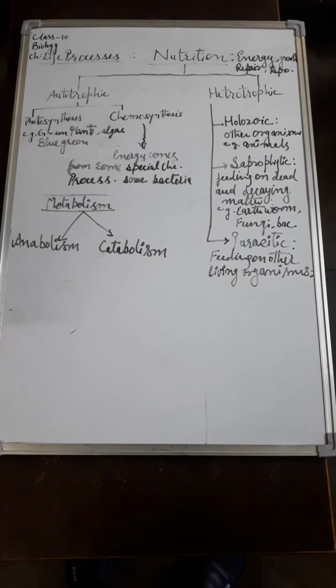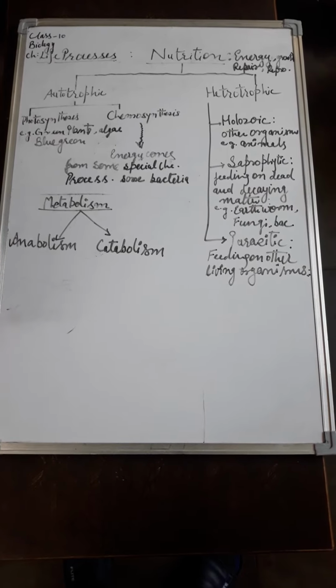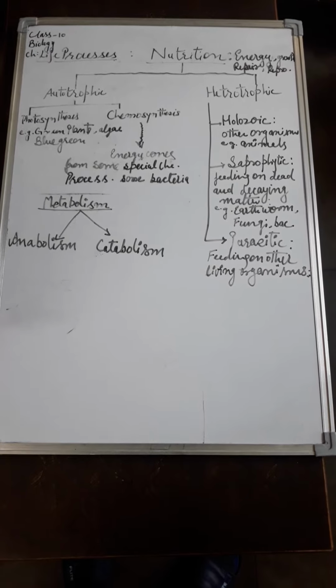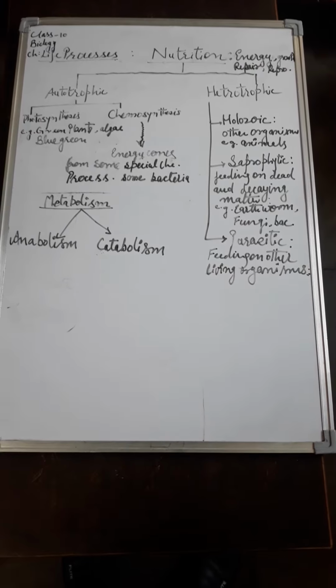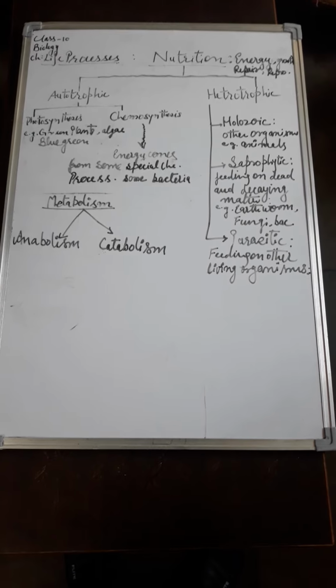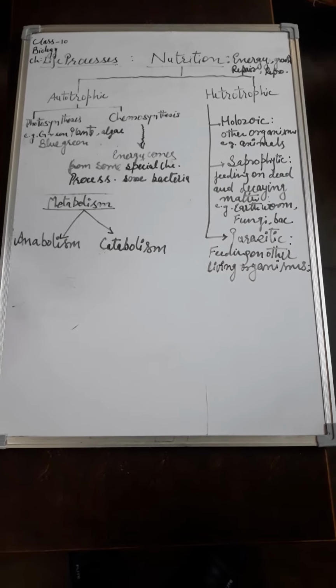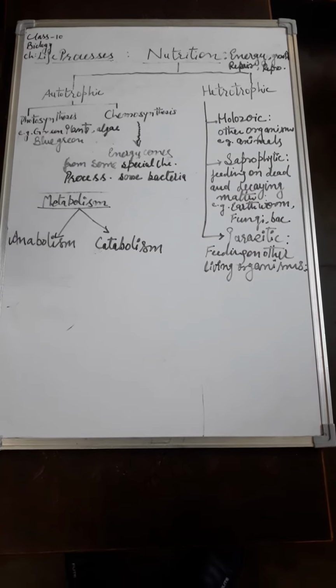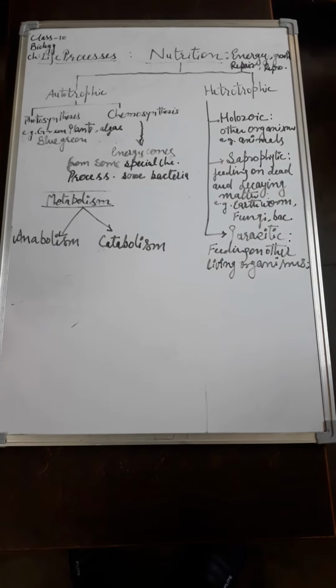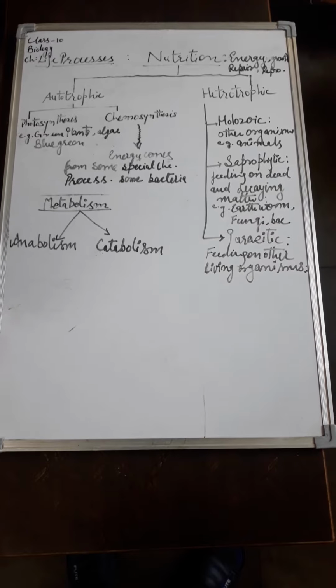Children, we know living organisms have different life processes which are very important for their survival. These life processes are metabolism, nutrition, reproduction, photosynthesis, growth, movement, etc. So here we are going to discuss a very important one, that is nutrition in organisms.